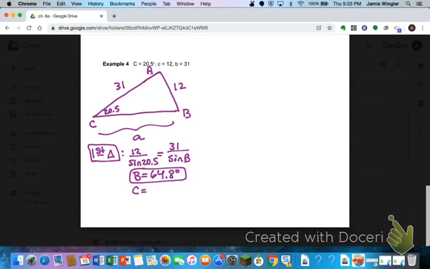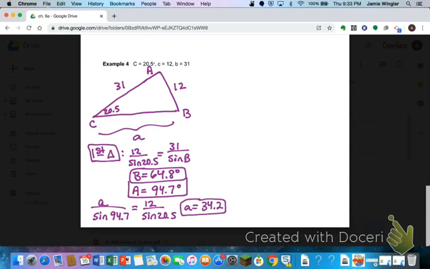When you add up 20.5 and 64.8 and subtract from 180, you get angle A to equal 94.7 degrees. So don't forget your geometry rules. You can always use those. Last thing to find is side A. So you're going to do side A over the sine of 94.7 equals 12 over the sine of 20.5. Cross multiply and solve, and you get side A to be 34.2.